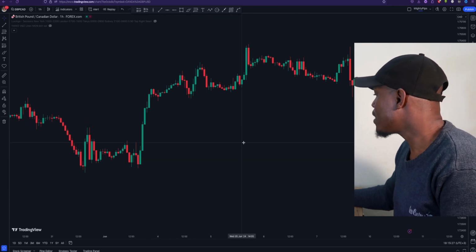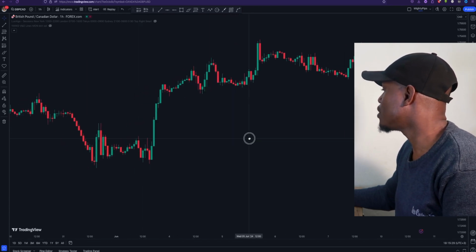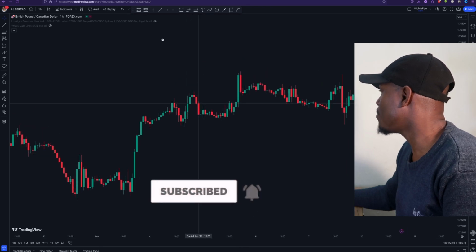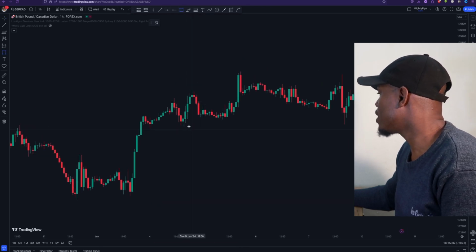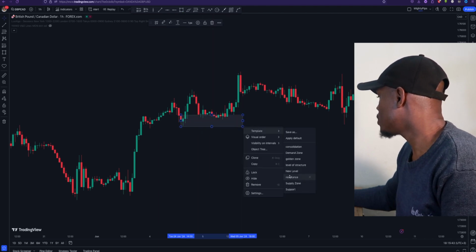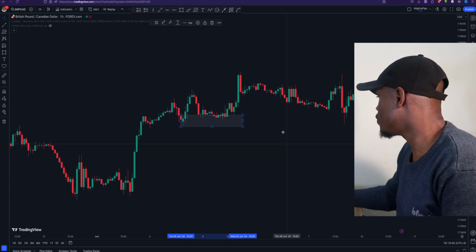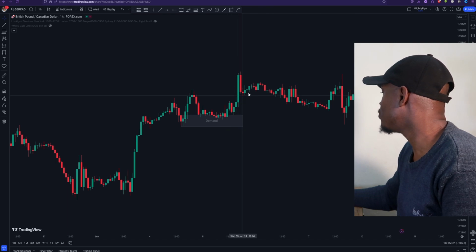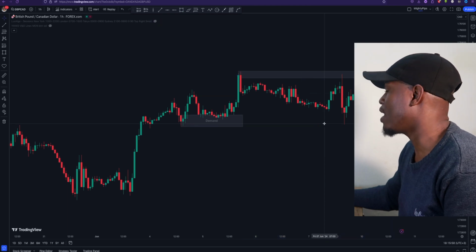Now, why does the market sometimes move from demand to supply, from supply to demand? For example, you see that this area here was a demand zone right here, okay? Why does price move from this demand zone to a supply here? Why does it move to this supply up here? This area here is an area of supply. Why does it move up and down like that?